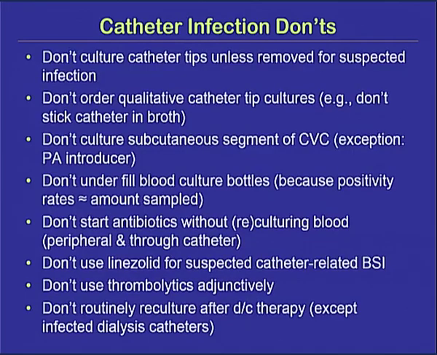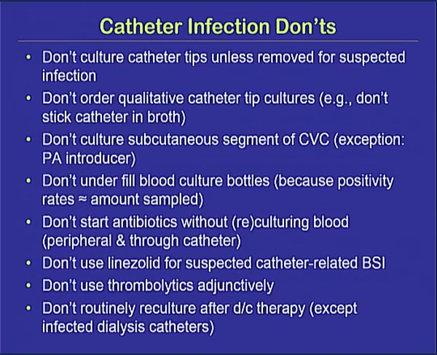All right, a number of catheter don'ts. Don't culture the catheter tip unless it's removed for an infection. If you culture the tip and you get bacteria out of it and the patient doesn't have a suspected infection, you're not going to know what to do with it. Don't order qualitative cultures. If you're going to do a culture of a catheter, you want the last 5 centimeters, except for PA introducers, where you want to culture the subcutaneous segment.